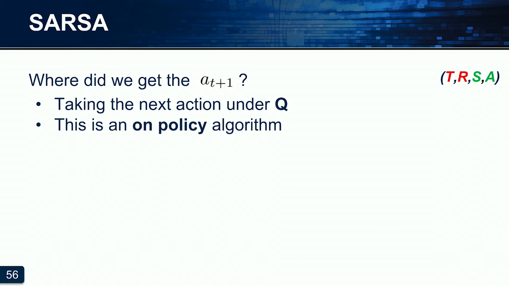Now, we had to do this looking forward one step, and that was to get this A at t plus 1. That's what's going to happen at the next time step, the next action that we're likely to take under this Q value function, right? Because we're doing that, this is what we call an on-policy algorithm. It's learning from the thing it's going to do, so it's got one policy that it's learning against.